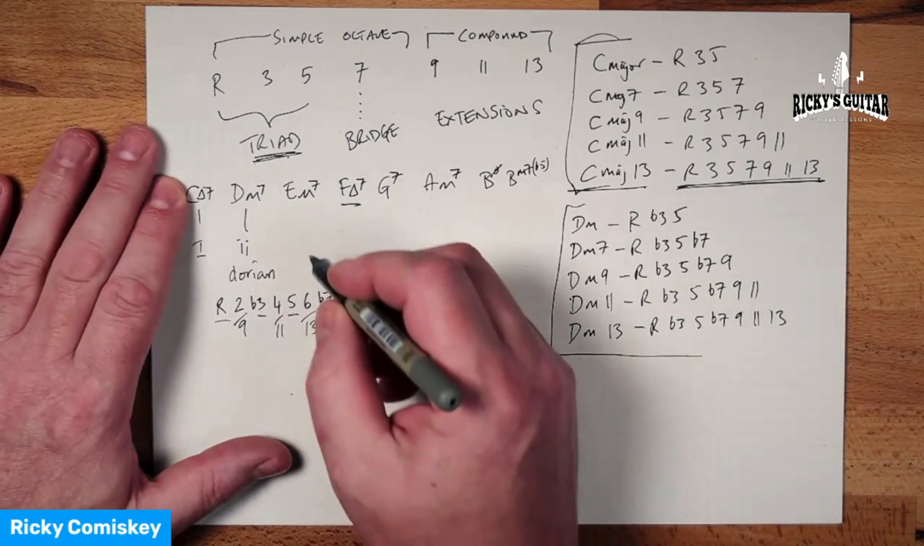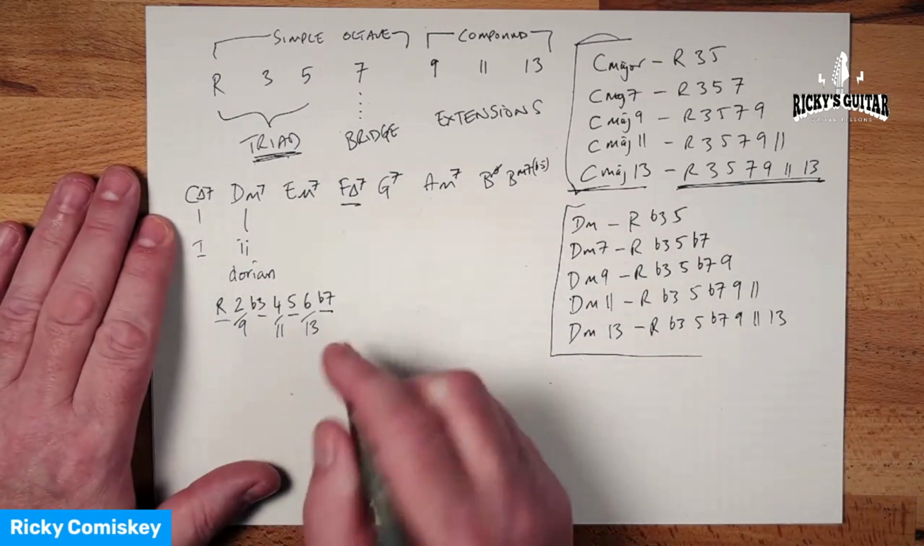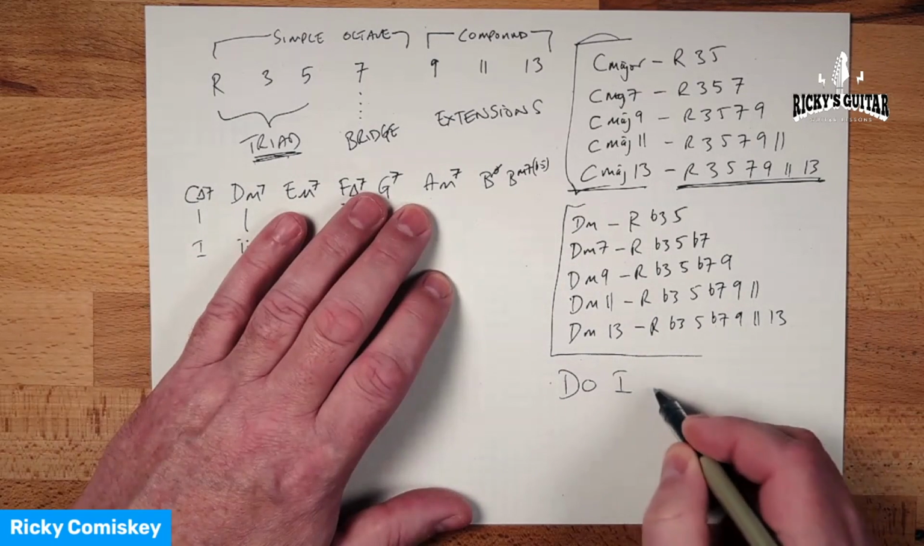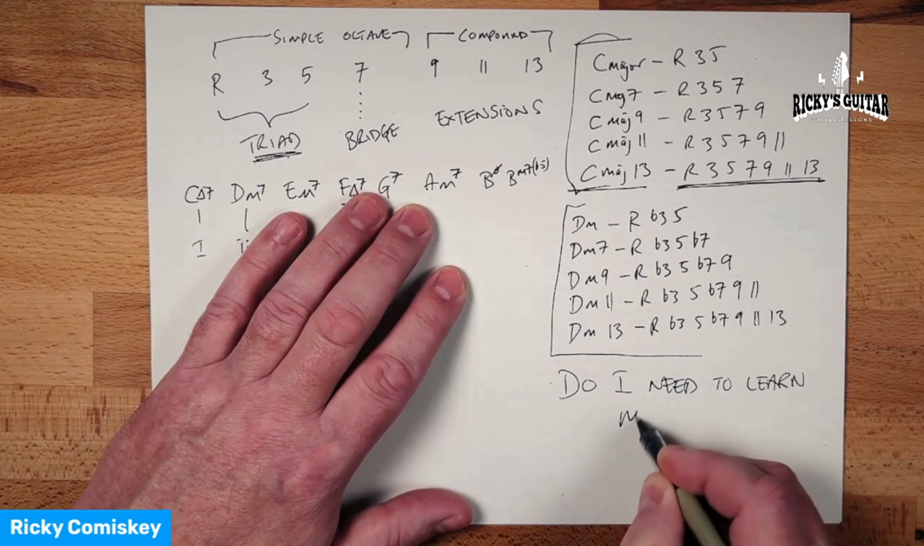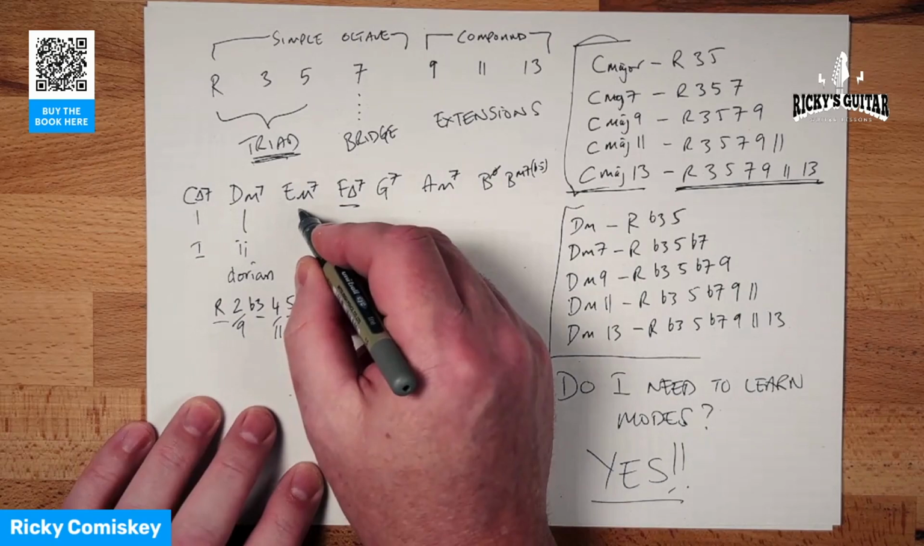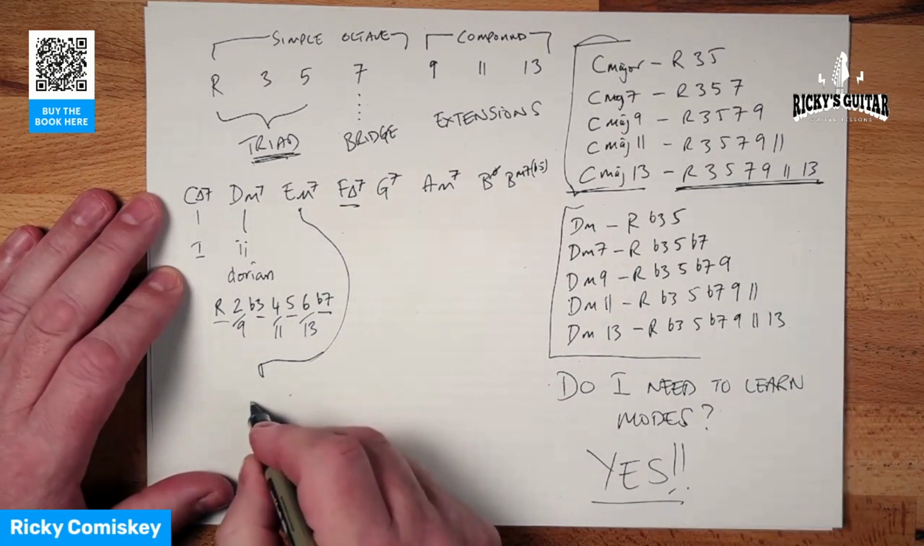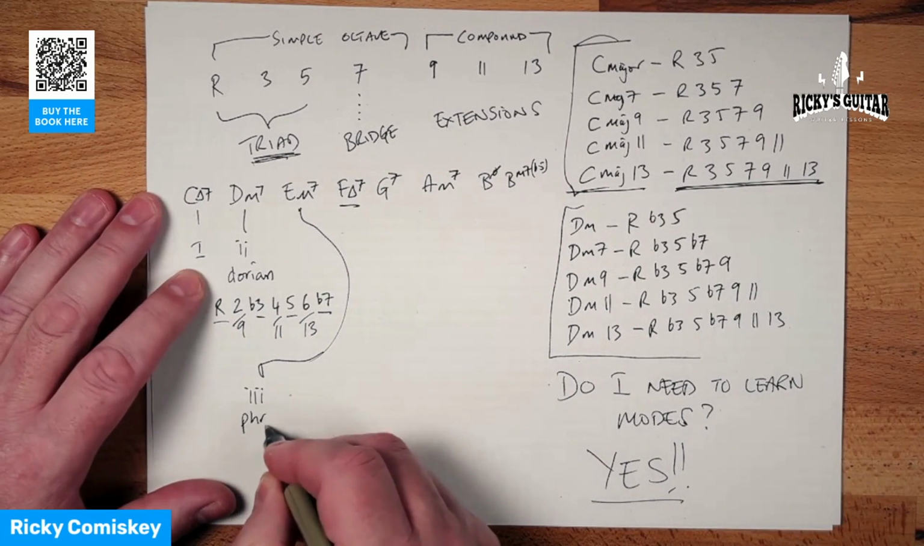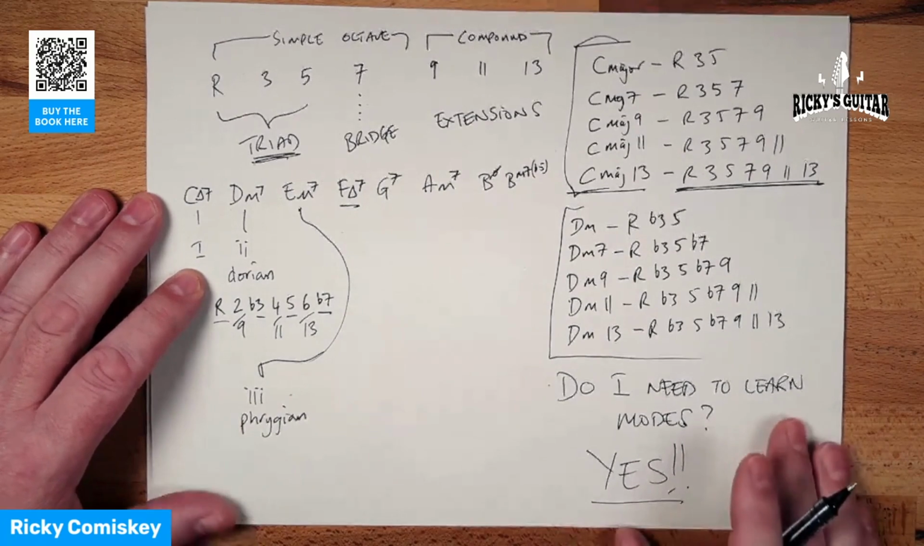I'm going to do another one because I just want to show you the way you have to think of this. And like I say, do I need to learn modes? What did I say the answer was? Yes. If we look at E minor, whoosh that down there. This is chord 3. Chord 3 is the Phrygian mode. And you didn't realize your modes were going to be so helpful.